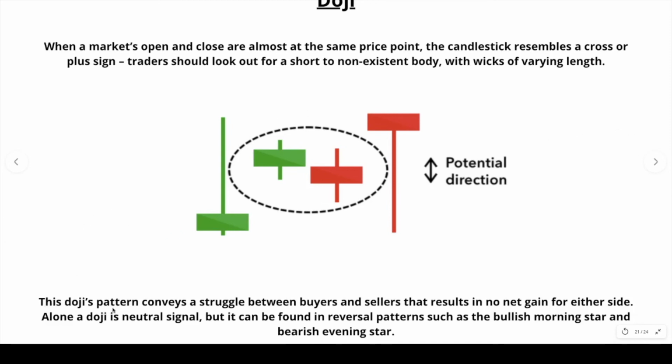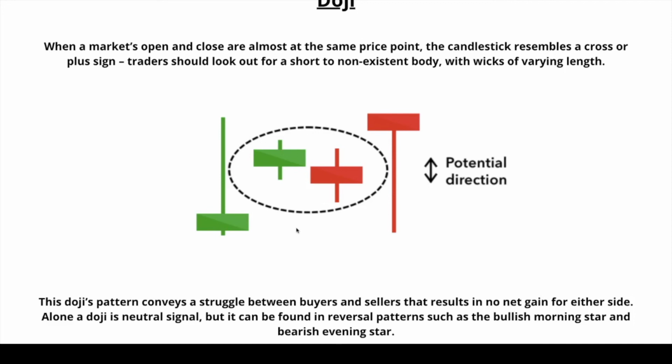This doji pattern conveys a struggle between buyers and sellers that results in no net gain for either side. Alone, a doji is a neutral signal, but it can be found in reversal patterns such as the bullish morning star and the bearish morning star. So let's take a closer look at the doji. As I mentioned before in the previous slide, a doji is pretty much a power struggle candlestick depicting a power struggle between buyers and sellers.